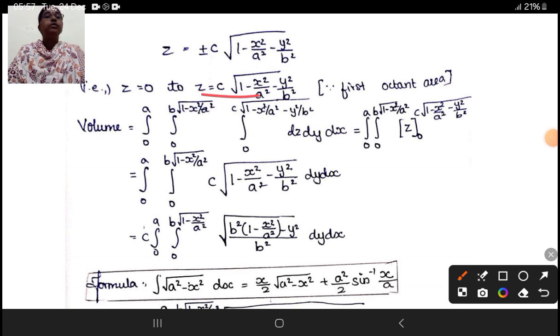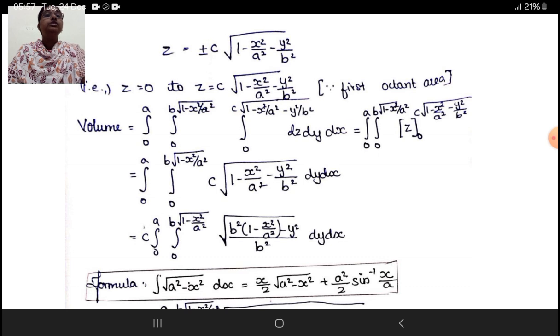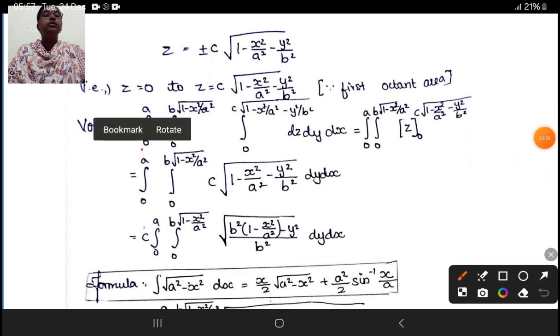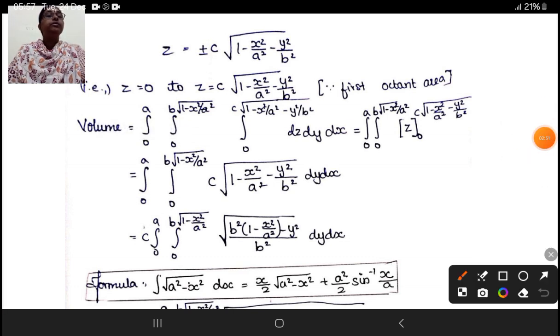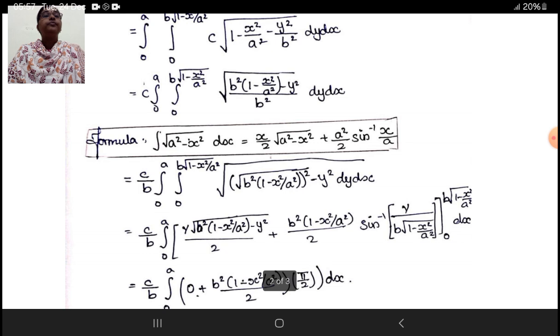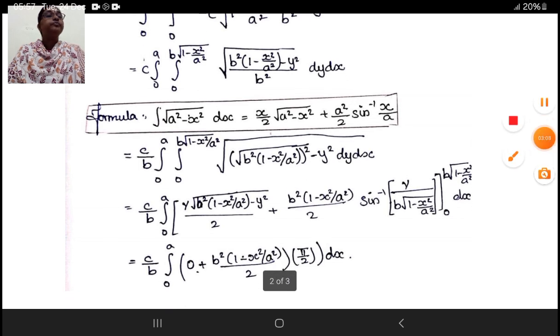So next, in the volume, we have all the limits, so we can write the equation: first the x limit, then the y limit, and then the z limit. Now we do it one by one. First integration is with respect to z. Integrating dz gives z; apply the upper limit minus lower limit. The lower limit becomes 0, so we get only the upper limit. Then we move on to the next integration, which is with respect to y.